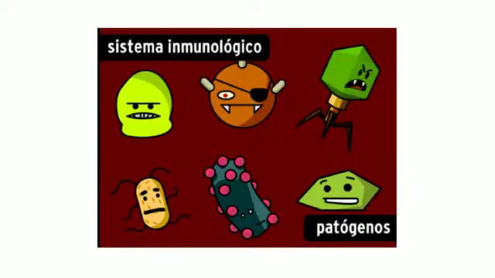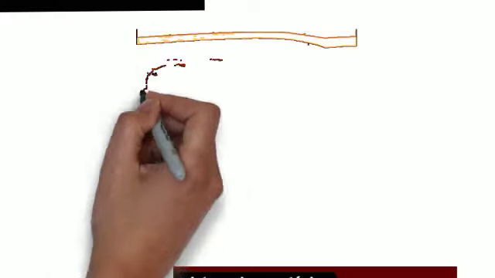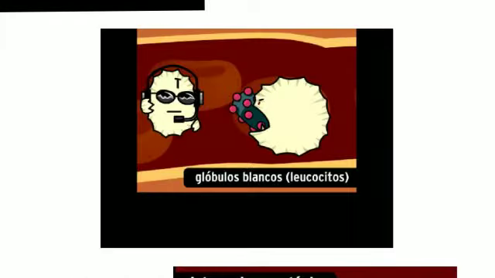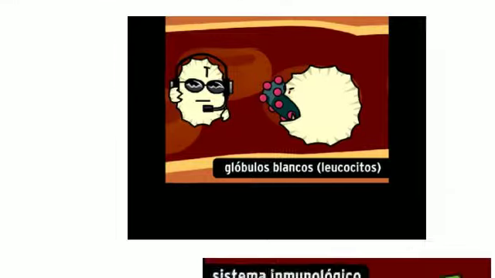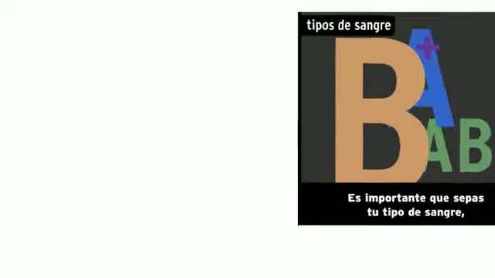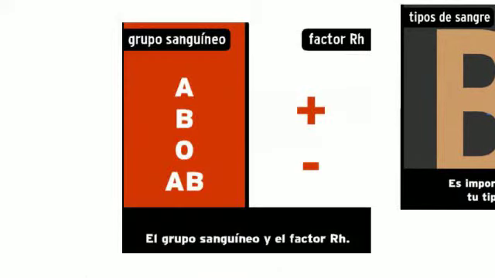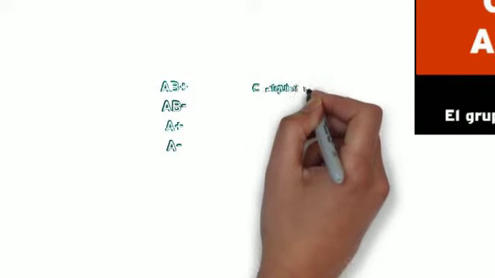Blood types. There are 4 basic groups, divided according to the serum and red blood cells: O positive or negative, A positive or negative, B positive or negative, AB positive or negative. AB are universal recipients, O is the universal donor.